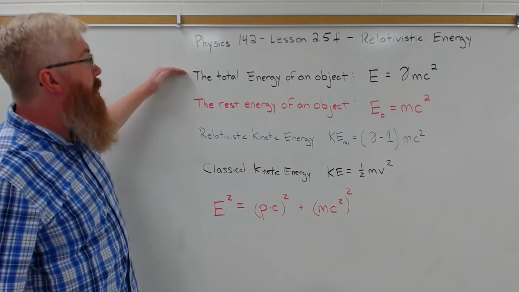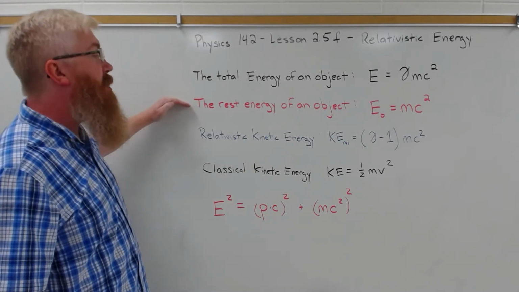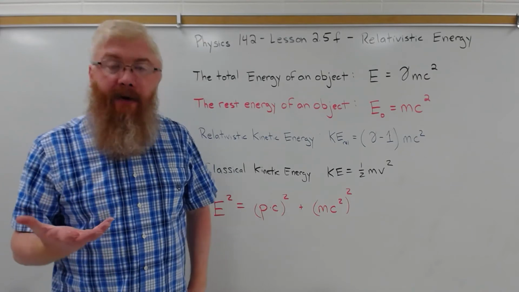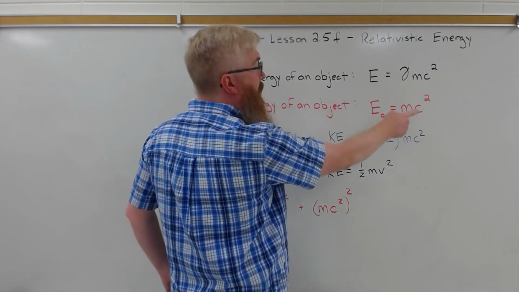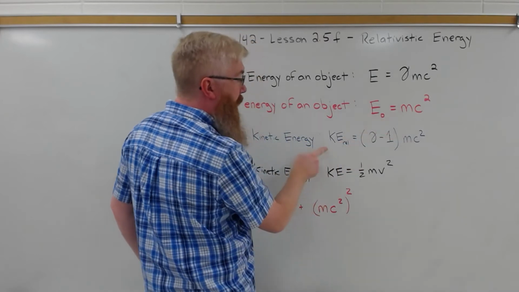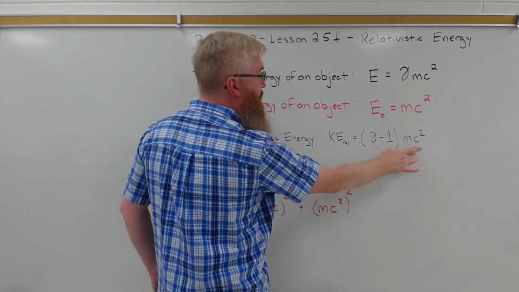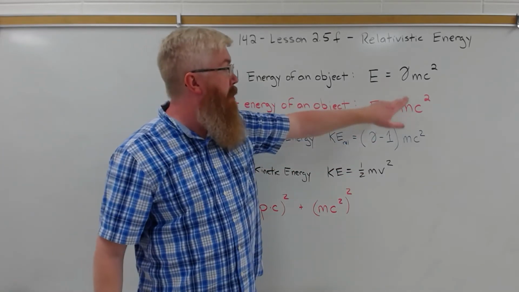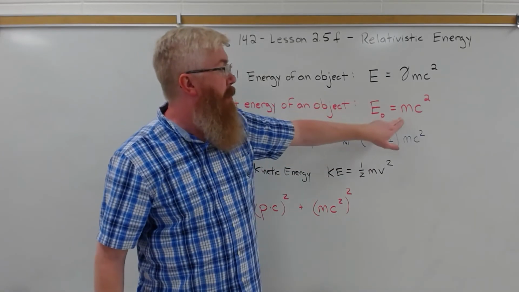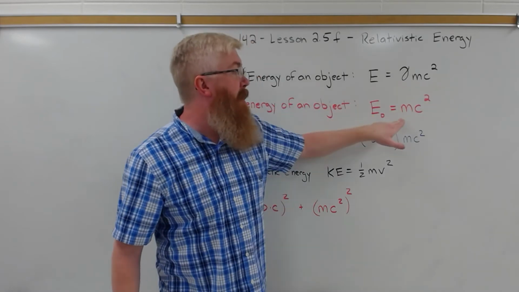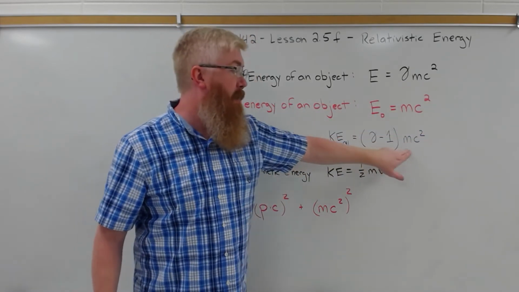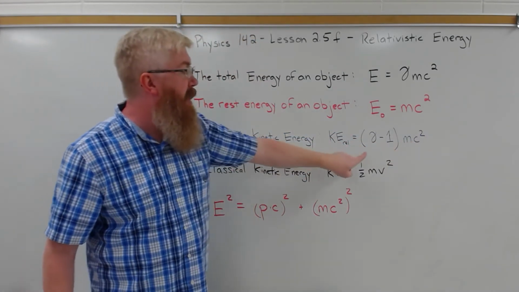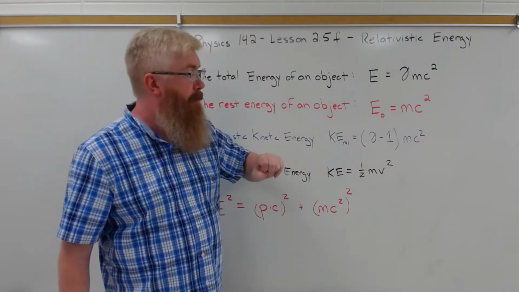Now, this is the total energy of the object. This is the rest energy of the object. So what remains is the energy of motion, kinetic energy. So if we take the total energy and we subtract the rest energy, we end up with the relativistic kinetic energy. So the relativistic kinetic energy is the total energy minus the rest energy. So it's gamma mc squared minus 1 mc squared, which is gamma minus 1 mc squared. So this gives us the relativistic kinetic energy, and again, the velocity is in the gamma term.